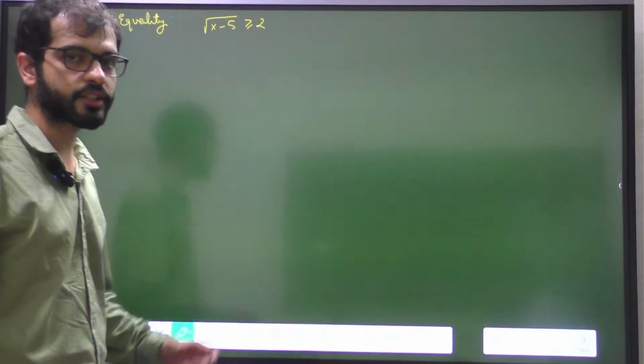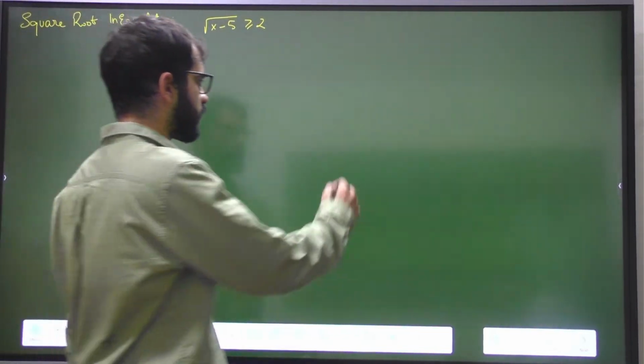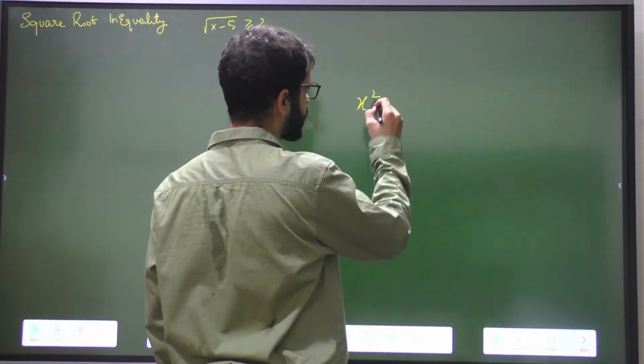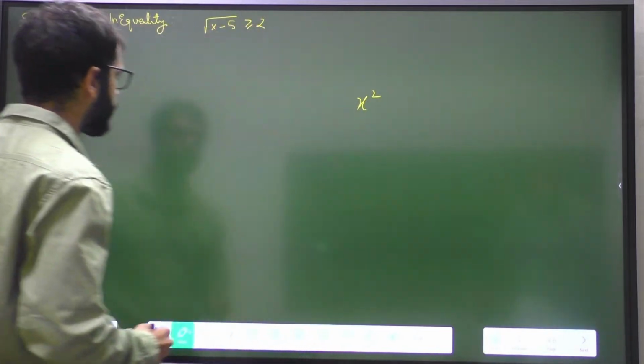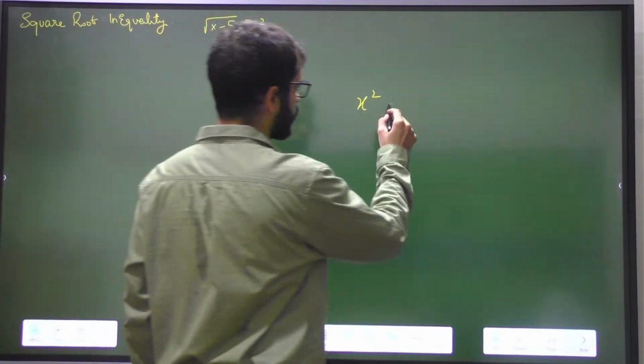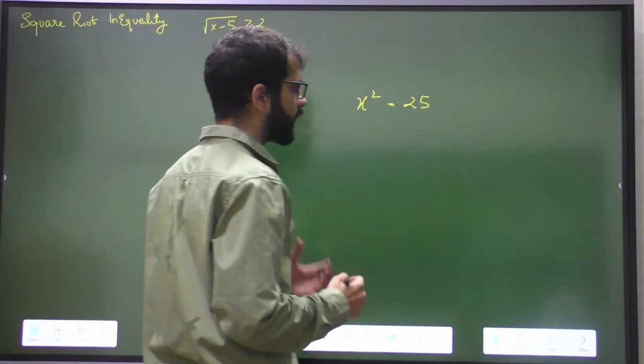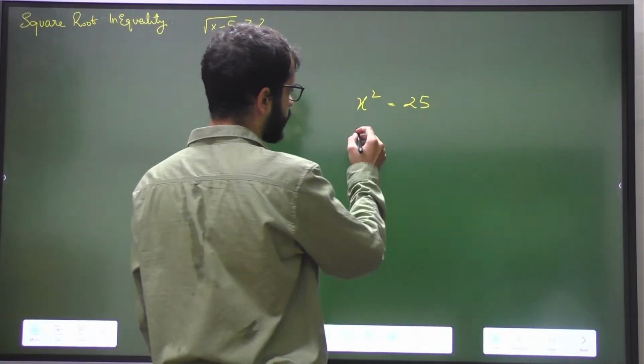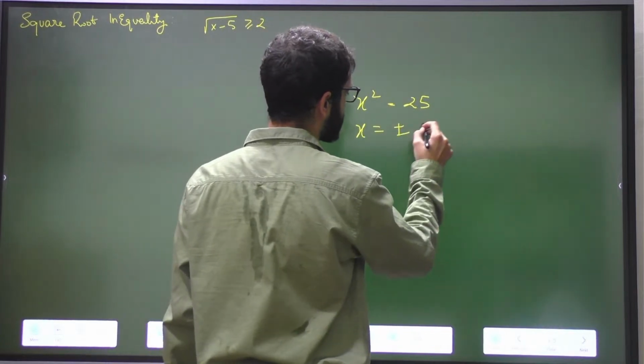We are going to focus at square root inequality. Now the thing to remember over here is that if someone says x square is equal to 25, what am I going to do? I'll take the square root on both the sides. So I'll say that x belongs to plus minus 5.